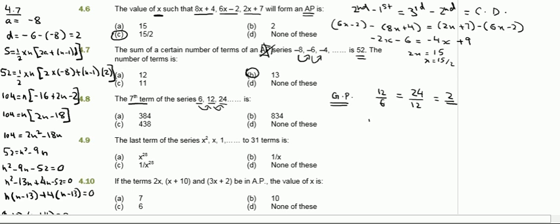For a seventh term or nth term value of a geometric progression, we use a r to the power n minus 1. And here our a is the first term value, which is 6, r is the common ratio, which is 2, n is the number of terms, so 7 minus 1, and 2 power 6 into 6, 2 power 6 is 64 into 6, it will become 384. So our answer for 4.8 is A.